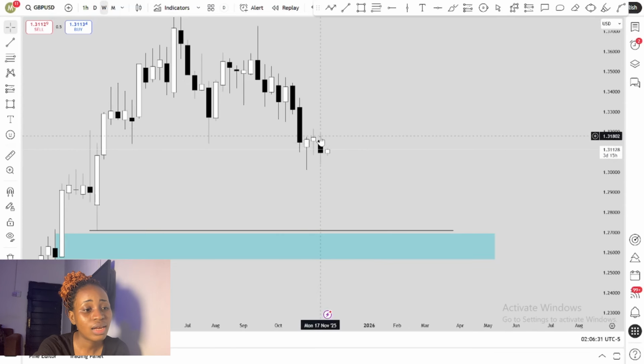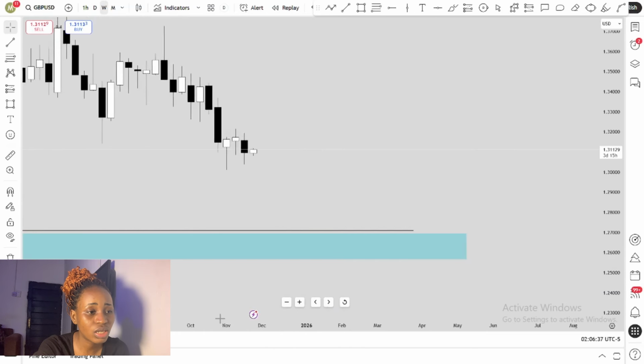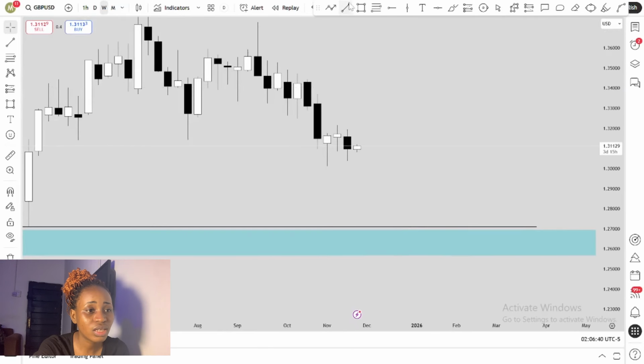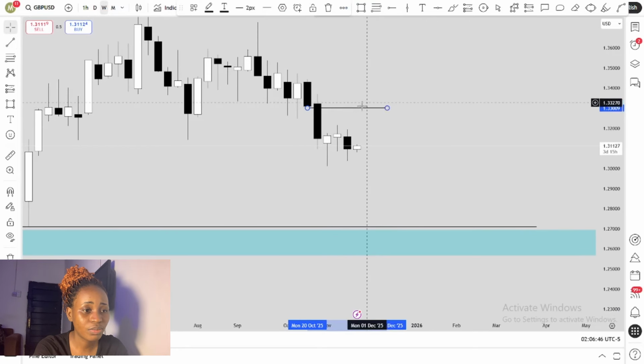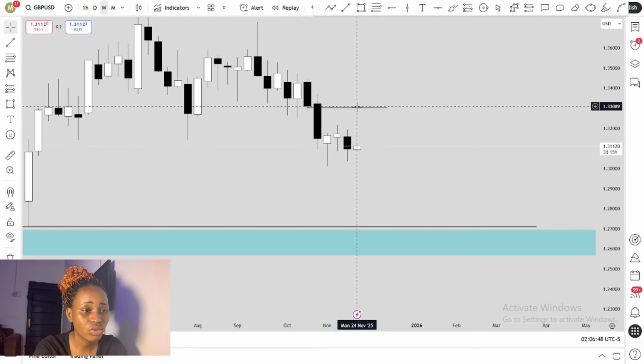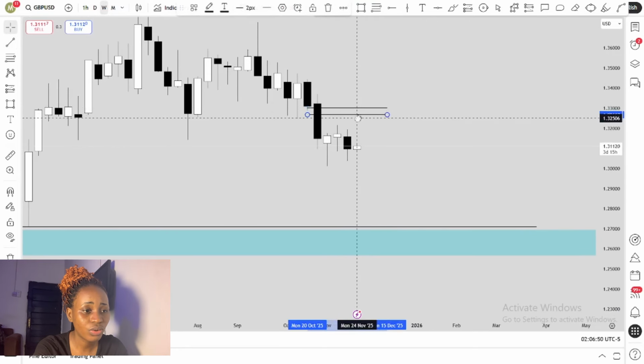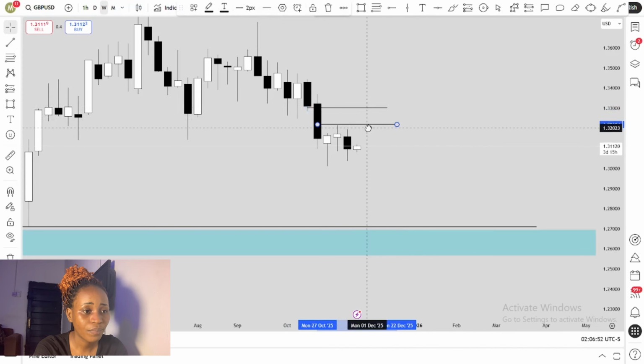You can see last week was bearish. I'm still expecting price to go bearish, but if you look closely, you also see that price left a gap here. Price left this gap that it may likely come back to fill up. We have this gap here.